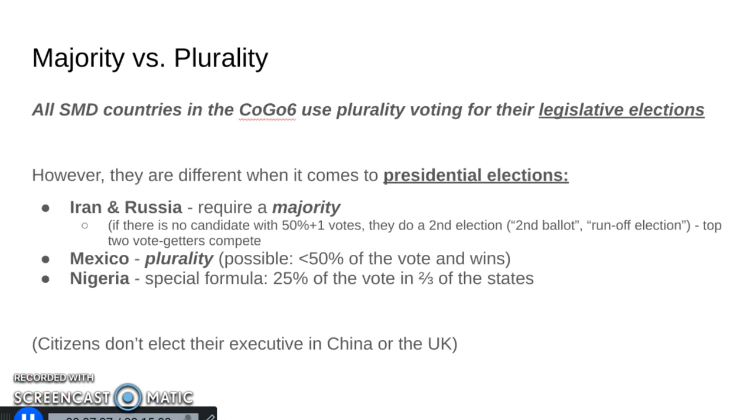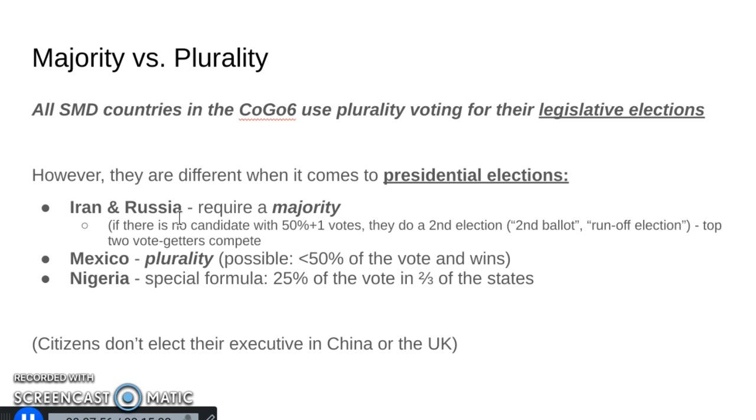I want to say a word about majority versus plurality and make sure you don't get confused. All of the SMD countries in COGO 6 use plurality voting for their legislative elections, but some of them use a majority system for their presidential elections.